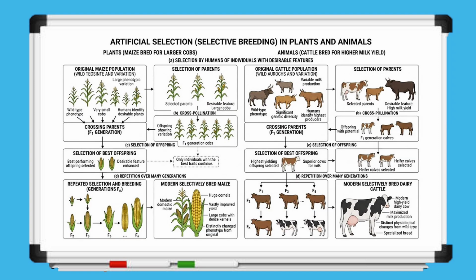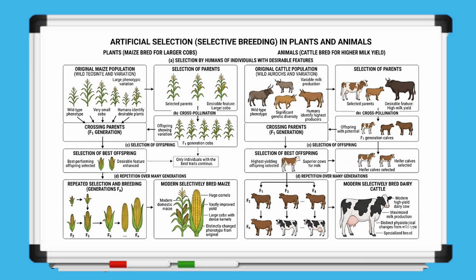As shown in the diagram, artificial selection, also called selective breeding, is used by humans to produce plants and animals with desirable traits. In plants such as maize, the original population shows a wide range of variation, including wild forms like teosinte with very small cobs. Humans first identify plants that show desirable characteristics, such as larger cobs. These selected plants are then crossed to produce the next generation.